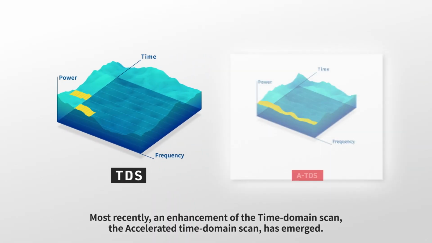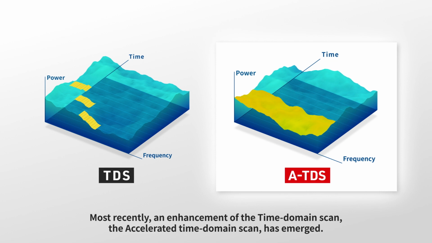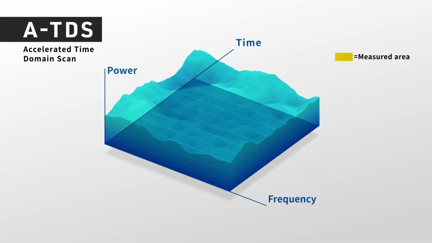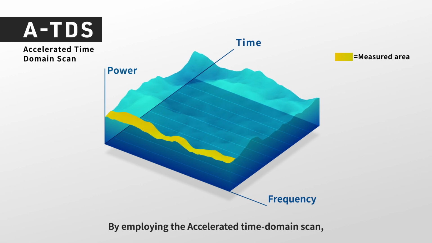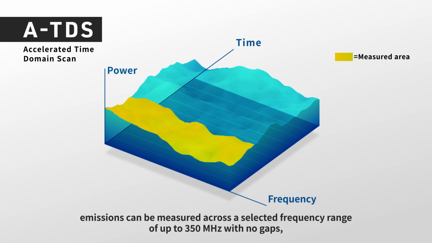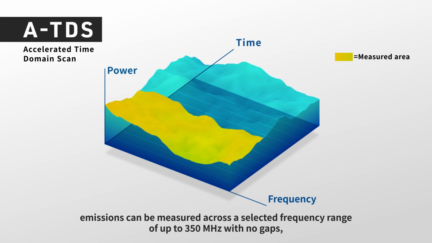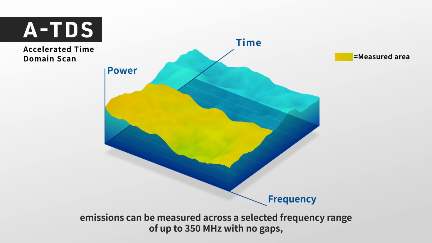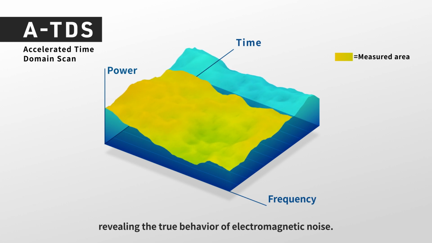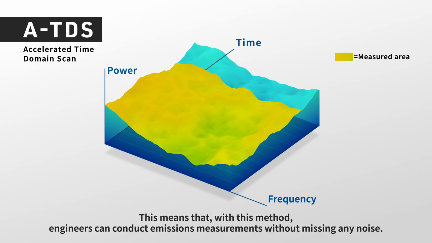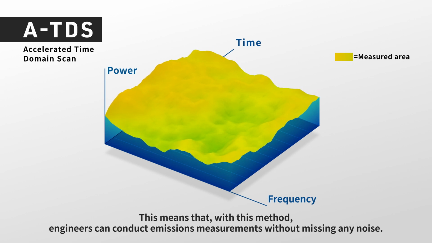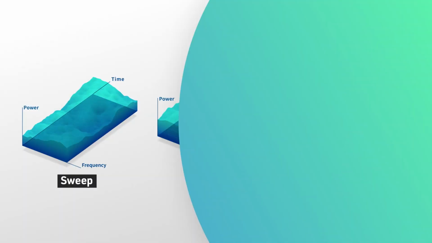Most recently, an enhancement of the time domain scan, the accelerated time domain scan, has emerged. By employing the accelerated time domain scan, emissions can be measured across a selected frequency range of up to 350 MHz with no gaps, revealing the true behavior of electromagnetic noise. This means that, with this method, engineers can conduct emissions measurements without missing any noise.